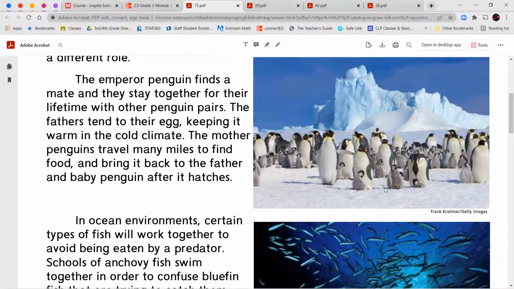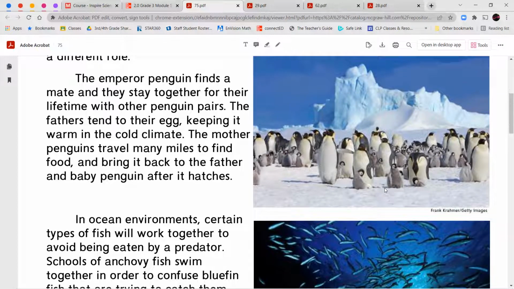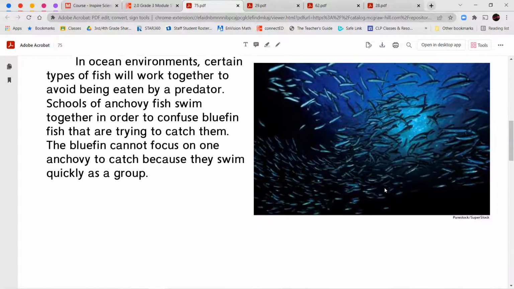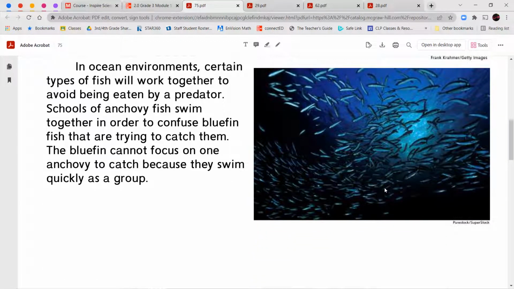The emperor penguin finds a mate and they stay together for their lifetime with other penguin pairs. The fathers tend to the eggs, keeping them warm in the cold climate. The mother penguins travel many miles to find food and bring it back to the father and baby penguin after it hatches. In ocean environments, certain types of fish will work together to avoid being eaten by a predator. Schools of anchovy fish swim together in order to confuse the bluefin fish that are trying to catch them. The bluefin cannot focus on one anchovy to catch because they swim quickly as a group.